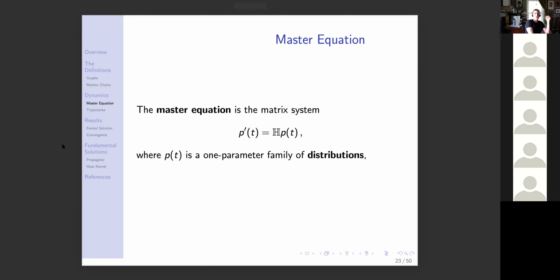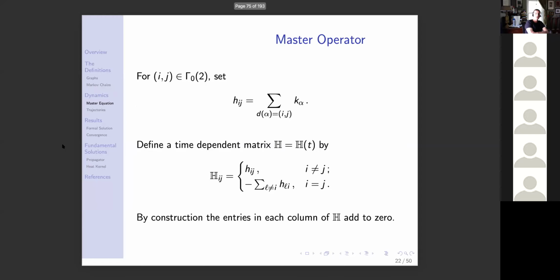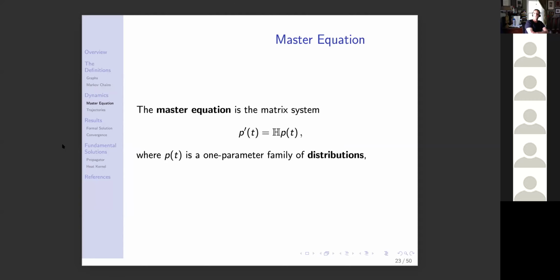And the master equation is a matrix differential equation: P prime of t is equal to H times P of t, where P of t is a one parameter family of distributions, that is, real valued functions on the set of vertices of my directed graph. H acts on the set of functions on the vertices because H is a matrix indexed by the entries ij, where I and j vary throughout the set of vertices. Okay, so this is our main equation. It's a dynamical equation. We want to solve it.